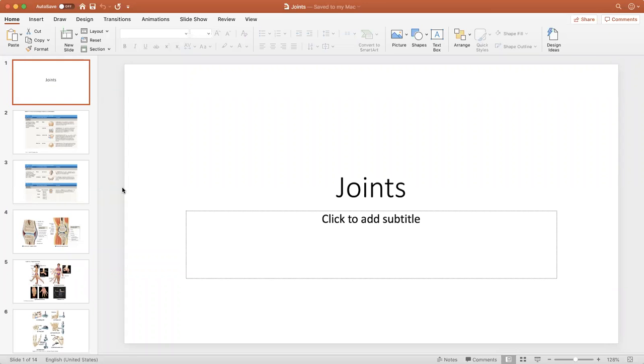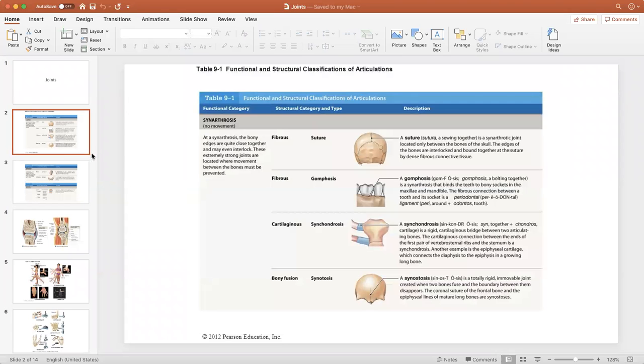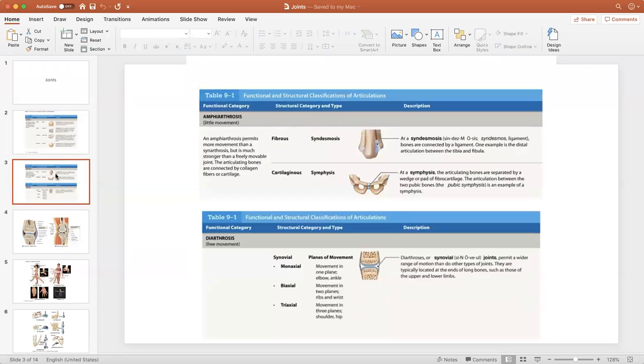Okay, we're going to learn about joints now. First, we're going to go through the classification and structure of joints. So we have three different classifications. We have synarthroses, which have no movement. Then we have amphiarthroses, which have a little bit of movement, and then diarthroses, which have free movement. So this is like your synovial joints, your shoulder, your hip, that kind of thing.